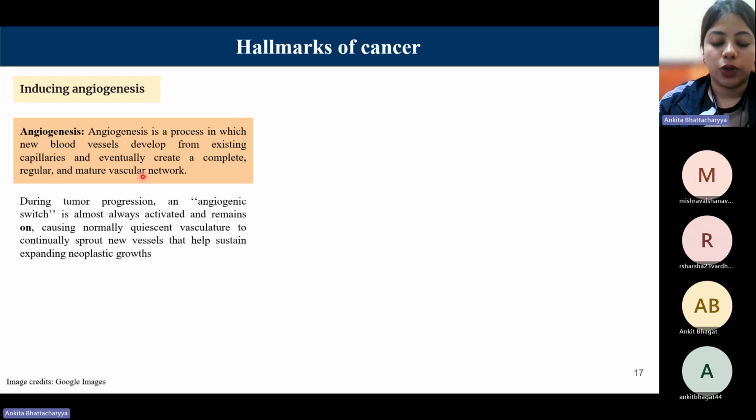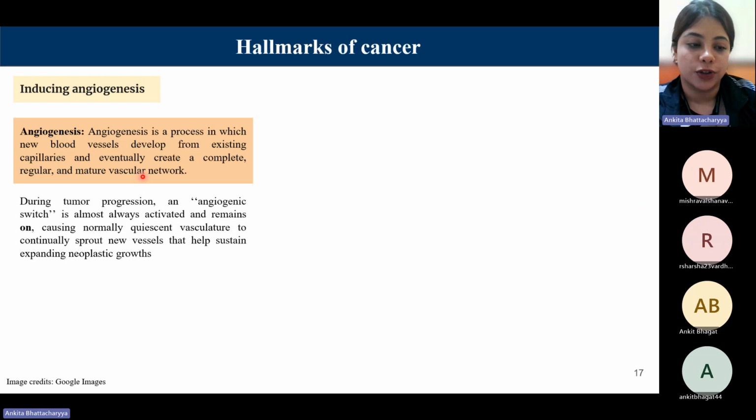What does that do? It causes normally quiescent vasculature, or normally functioning vasculature, to keep on sprouting new blood vessels. You have to take care of the words which are used here. Sprouting blood vessels, what does it mean? In a normal cell, under physiological conditions, if there is one blood vessel, from there it will branch out into one or two, and it will keep on expanding as per requirement.